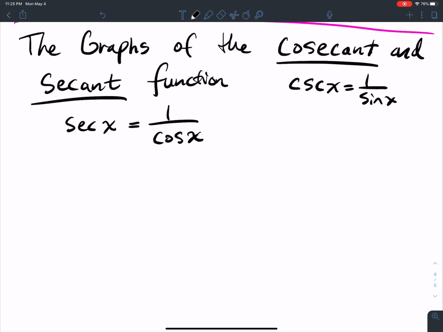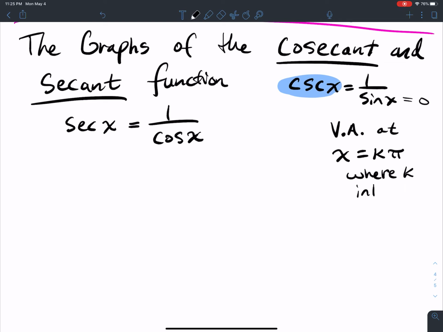Values you can't plug in for the cosecant are where sine of x is equal to 0. So we have vertical asymptotes at x equal to k pi, where k is an integer.